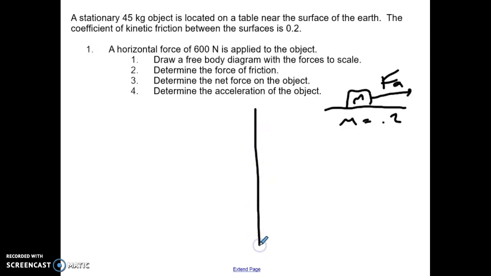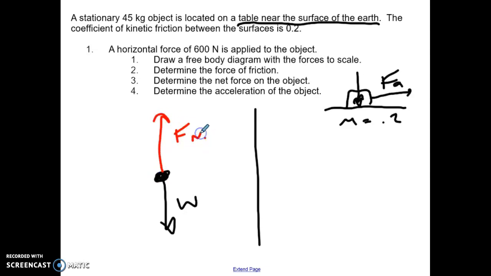The first step is to draw the free body diagram. A free body diagram is a picture with a dot that represents the object. Then we start to apply the forces to it. Is there gravity? Yeah, the table is near the surface of the earth, so there is gravity. So the first force that we add is what we call the force of the weight. When the weight pushes down on this surface, the surface pushes back up. The other force, which is called the reaction force due to weight, is called the normal force.